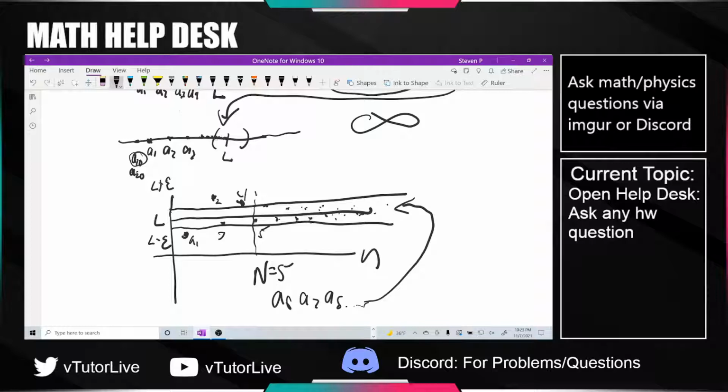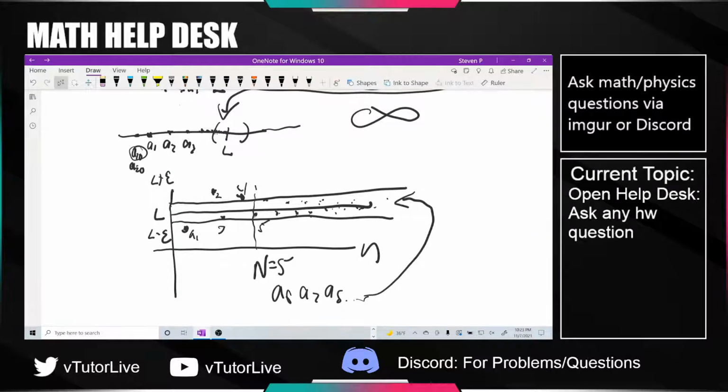I think it kind of makes sense. I try to make it, hopefully, so you can see this as visually as possible. I'm going to do it one more time, but with an even tighter epsilon. The idea here is that it looks like maybe 10 or 12 things are outside it, but past around this point, everything is inside.